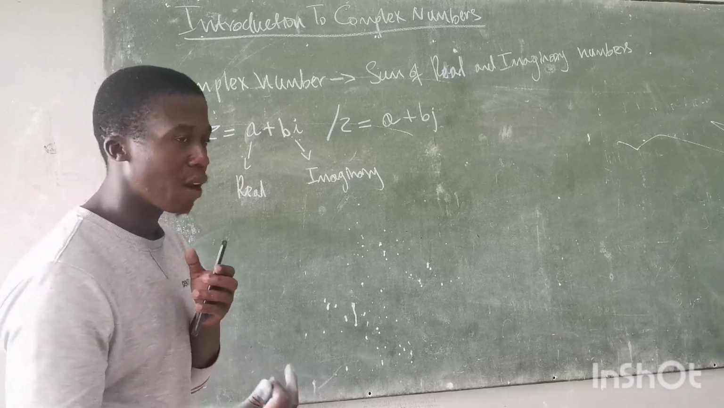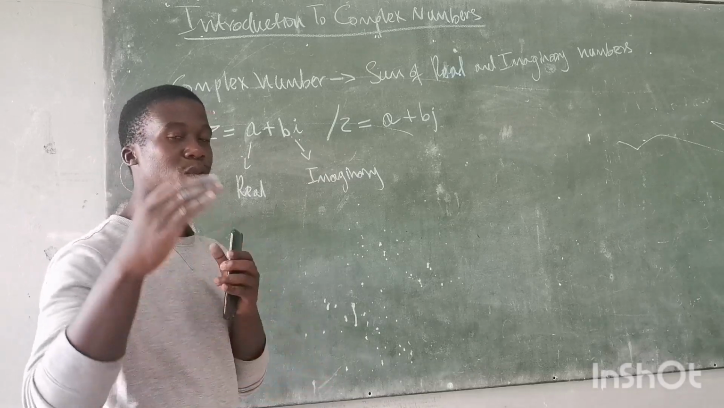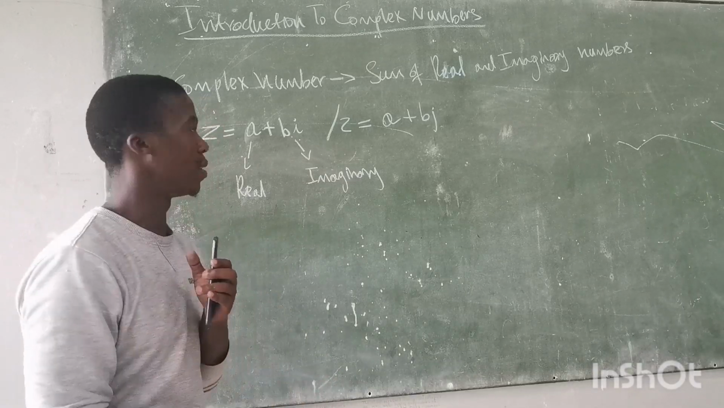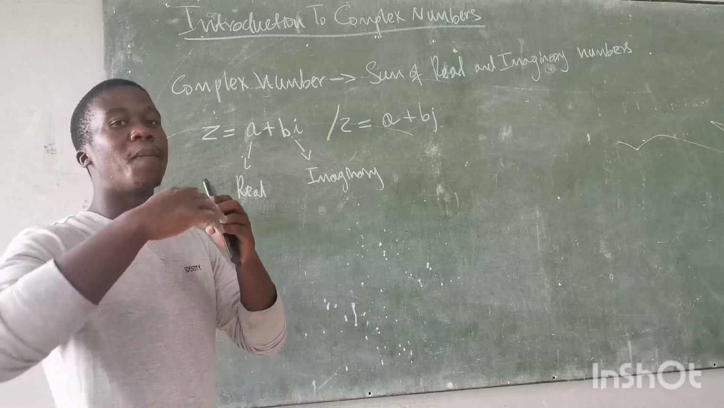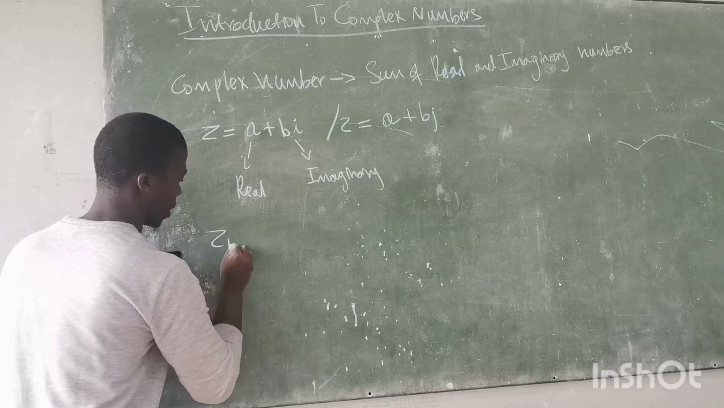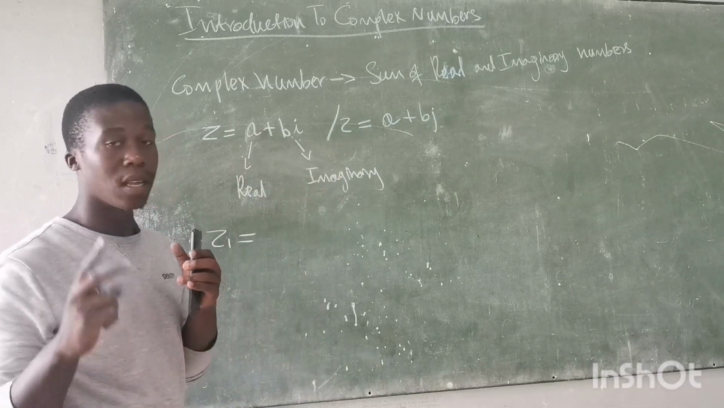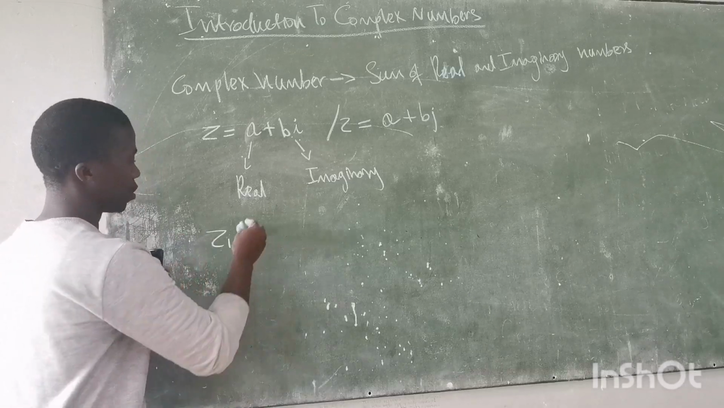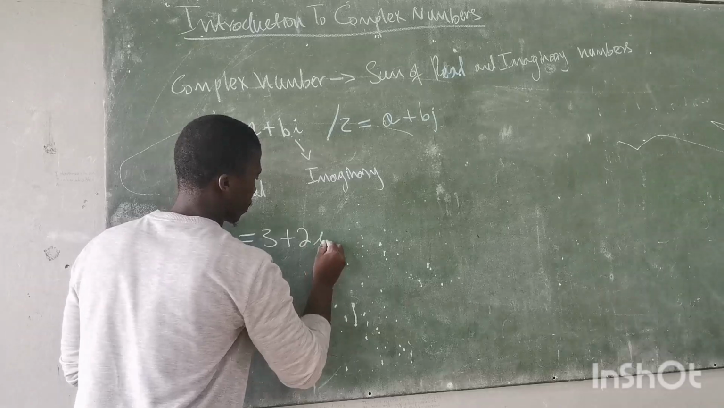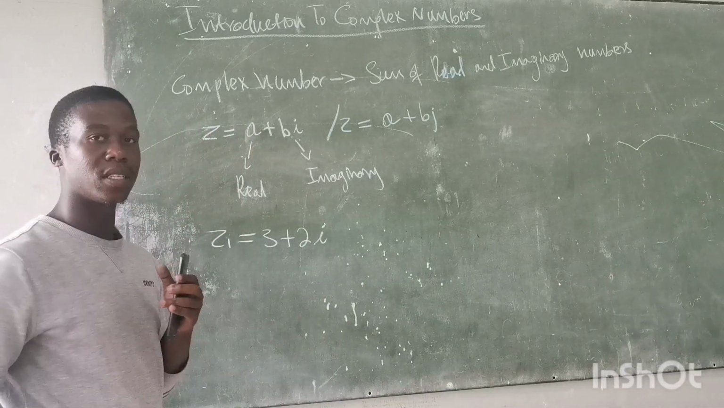Okay, so guys, now that we understand imaginary numbers, we know how to add them, subtract them, multiply them, and divide them, right? Now let's look at complex numbers as a whole. I have Z1 here. Remember, a complex number is a sum of real and imaginary numbers, right? So Z1 is 3 plus 2i. 3 is the real part, 2i is the imaginary part.